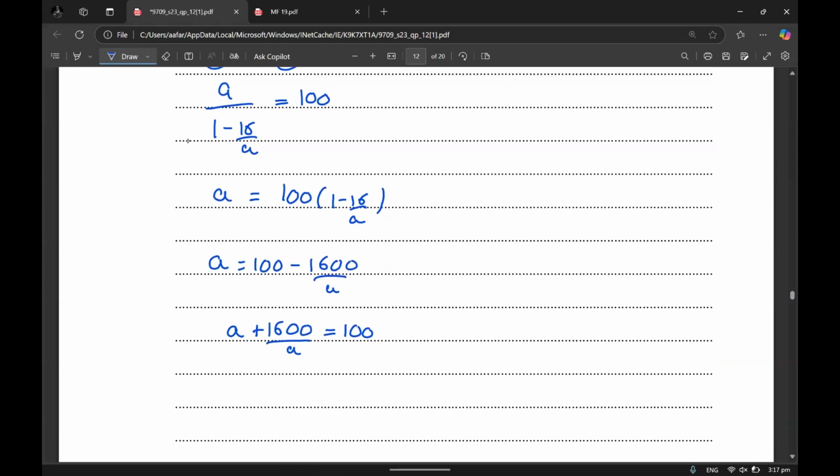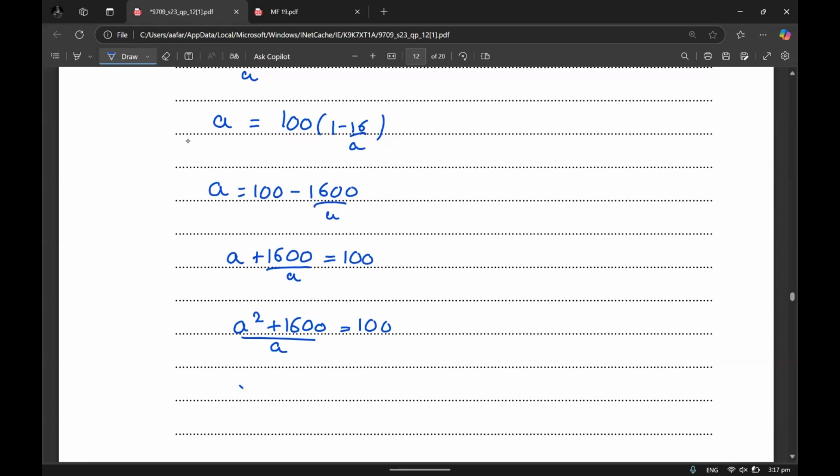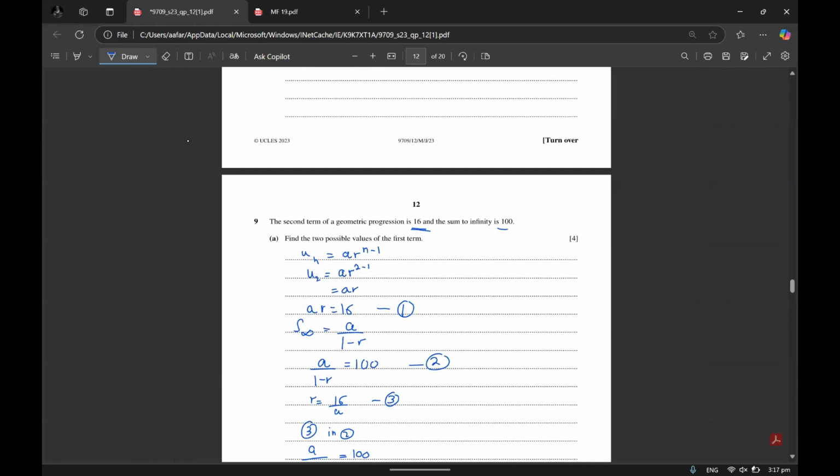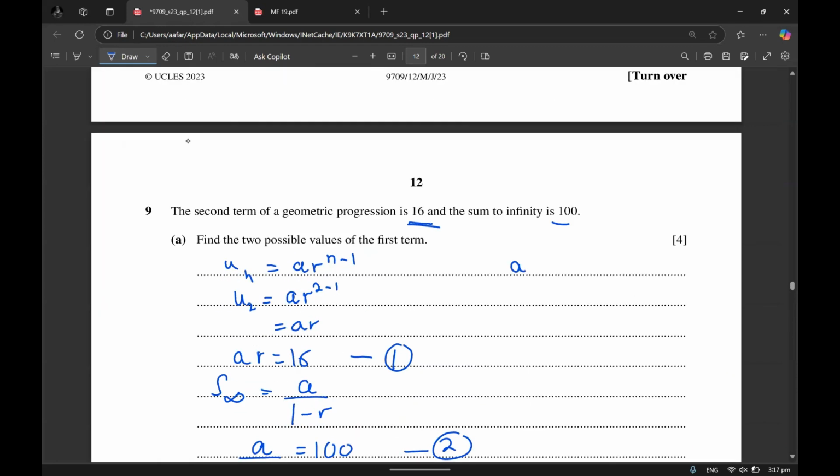Now we take the LCM of these two terms. It becomes a squared plus 1600 over a equals 100. Now a squared plus 1600 becomes 100a. Now we bring that term to this side: a squared minus 100a plus 1600 equals 0. Now we solve for a using the quadratic formula. A squared minus 100a plus 1600, right?